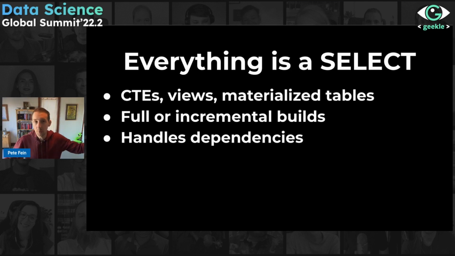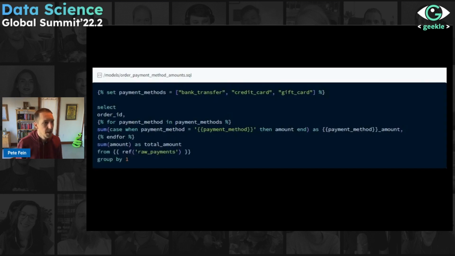It also deals with all the dependencies of, say, oh, we have to have this table built before this next one. It just figures this all out for you. Here's a quick example of what this looks like. And so this is a model to sum up the payments by type on an order.